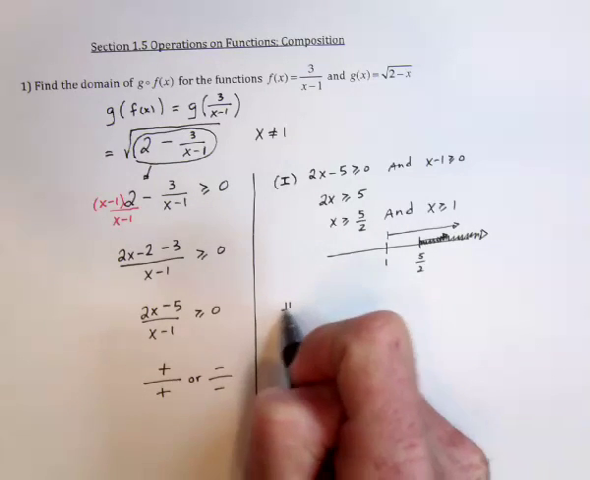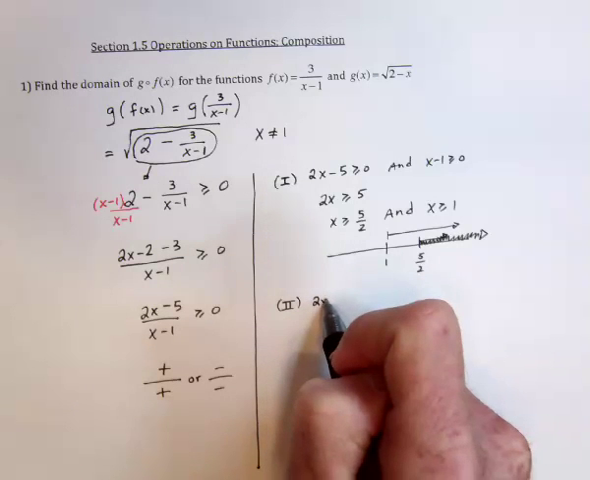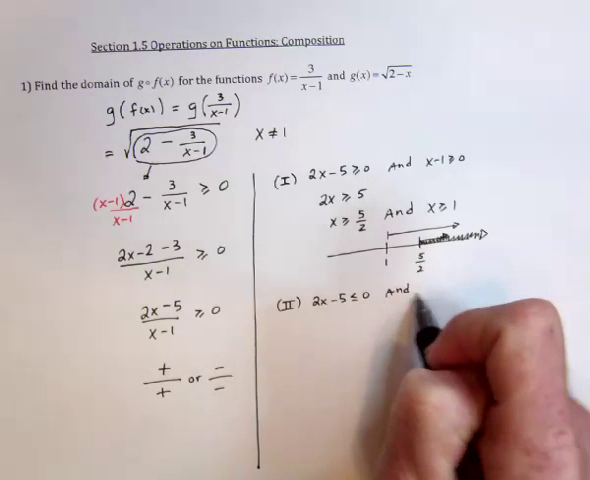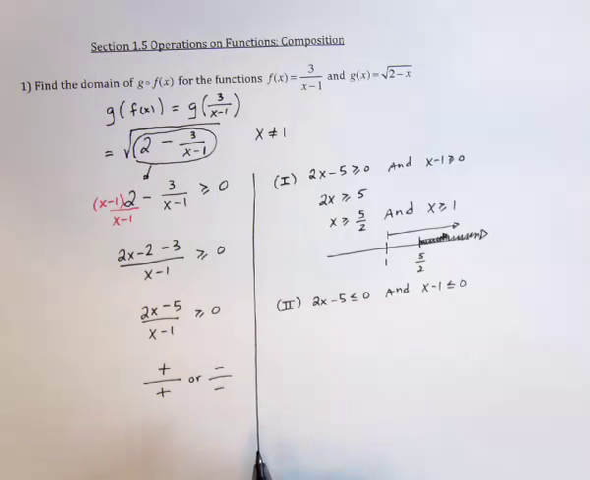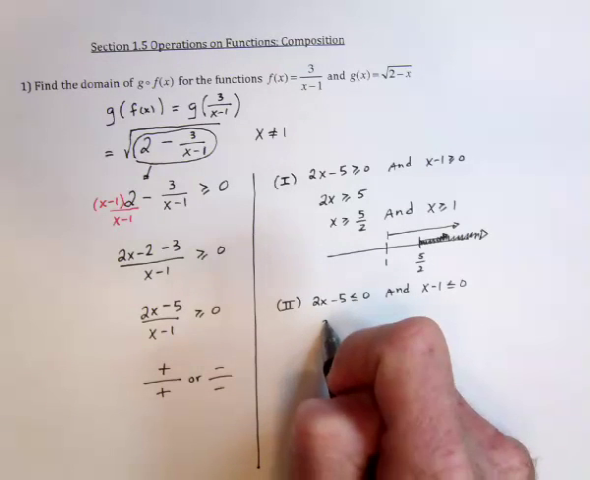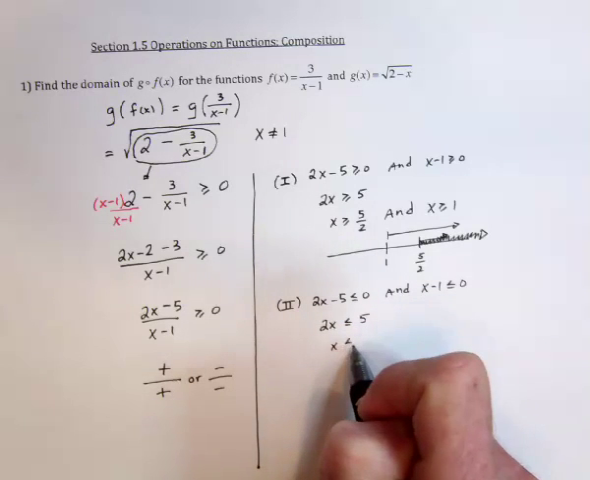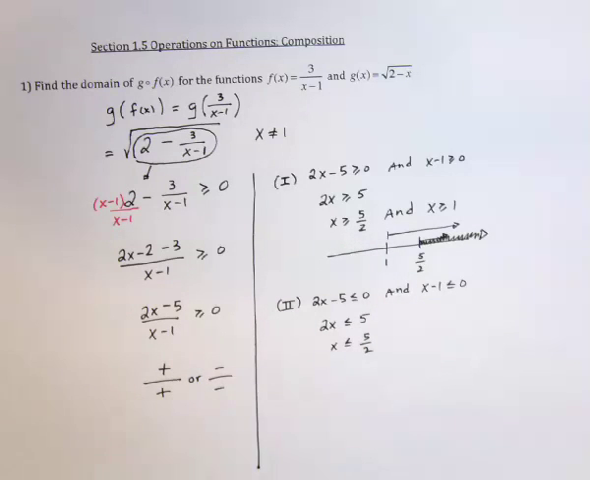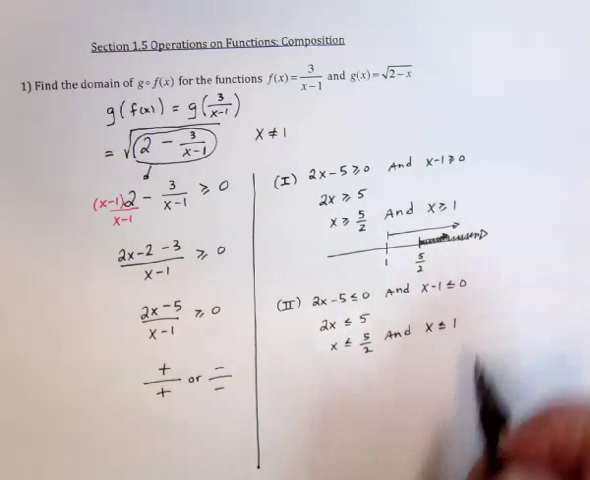And then the second situation, or the second possibility, is where there's a negative divided by a negative. So we'd have the numerator less than or equal to 0, and at the same time x minus 1 is less than or equal to 0. Doing the same type of algebra, we've got 2x less than or equal to 5, and x is less than or equal to 5/2. And x needs to be less than or equal to 1.